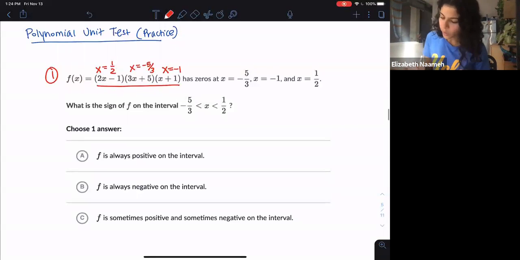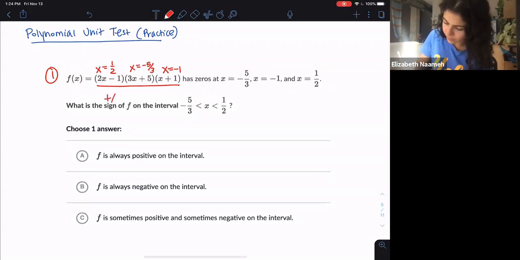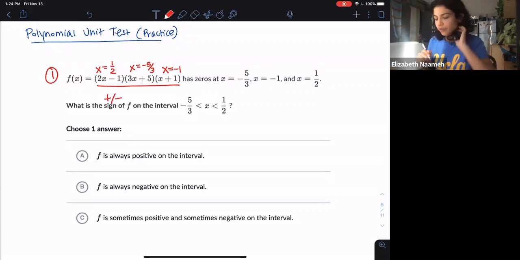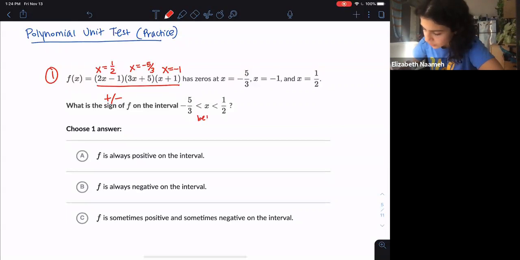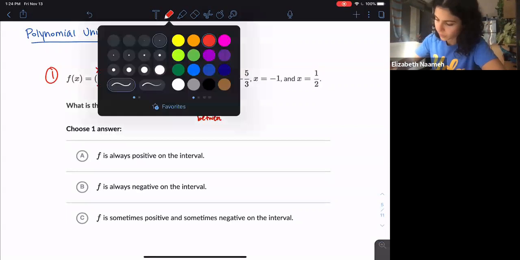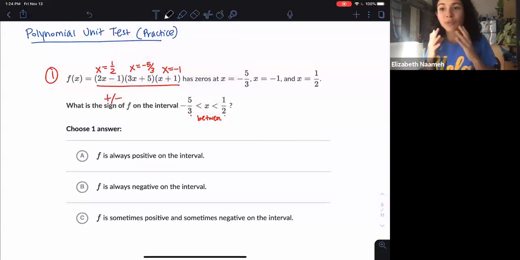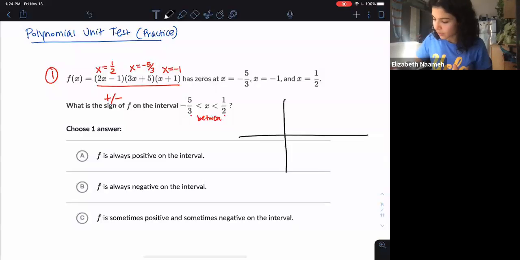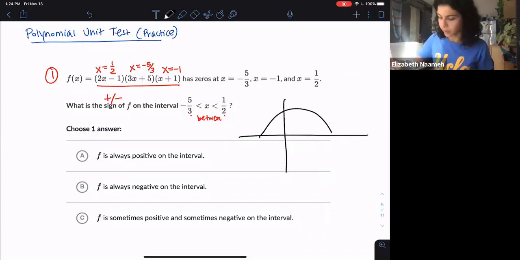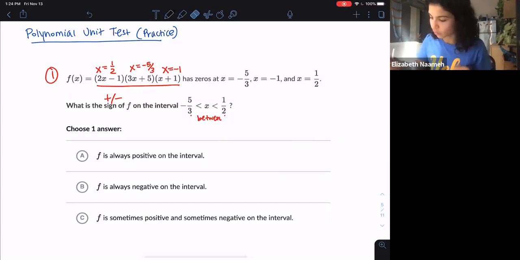Their question is, what is the sign? When they say the sign, they're talking positive, negative, of the function on the interval between. So this really means x values in between -5/3 and 1/2. So what we're going to do is just graph this like normal, and then to figure out the sign, if between those two numbers it's above the axis, we'll say the sign is positive. If it's below the axis, we'll say the sign is negative. So we're just going to graph this.